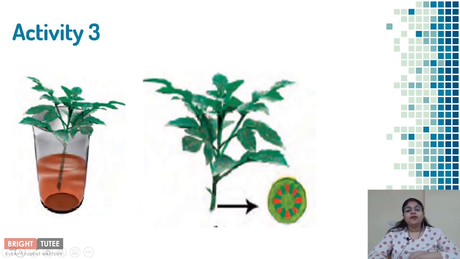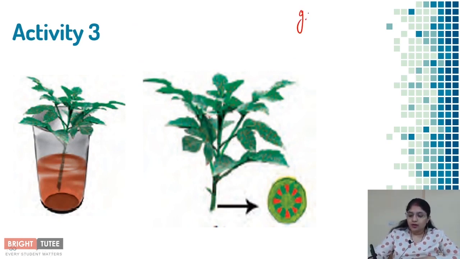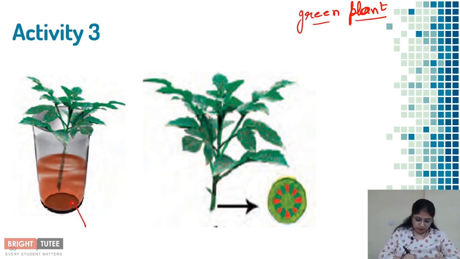Now, in this activity, students, just to understand how the water is being absorbed, we are going to perform a simple activity. We are going to take a green herb, a green plant, and cut it from the stem. Remember, we don't want roots in it. We just want a small green stem, and we will put it in water which is colored with red, or you can also put blue ink in it.